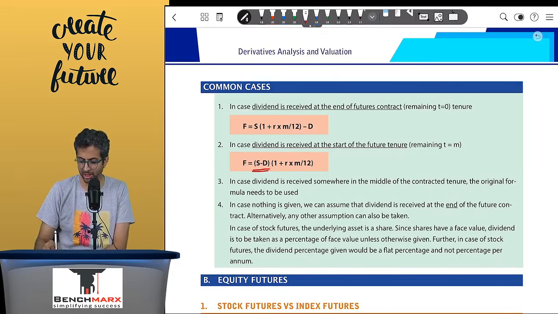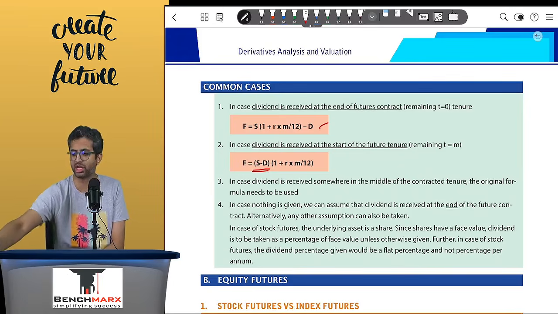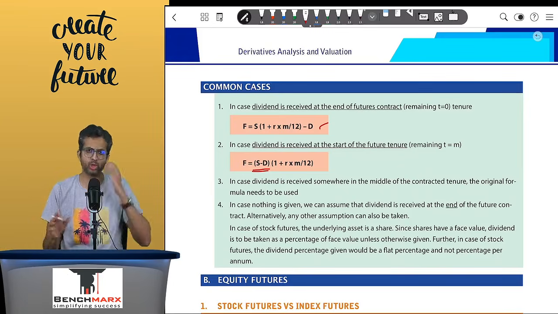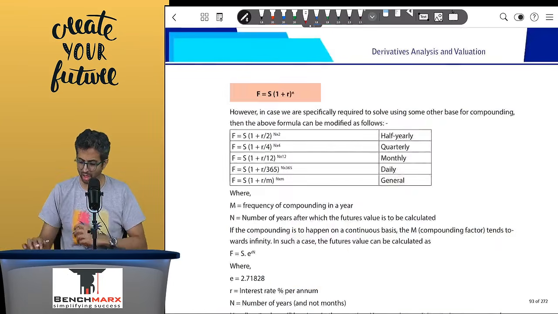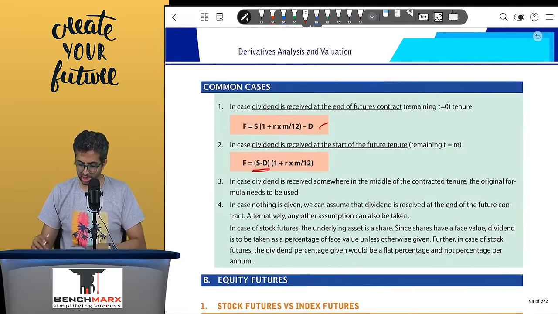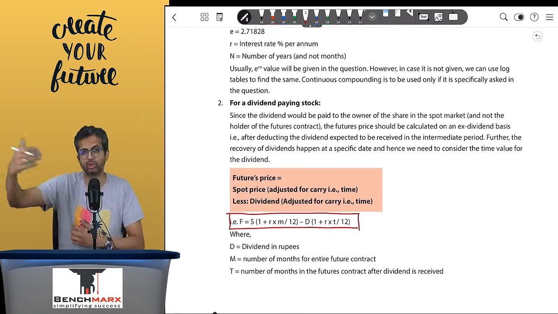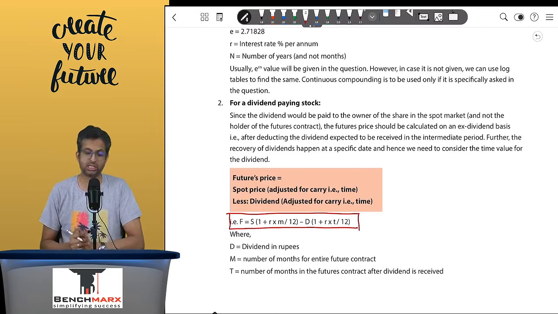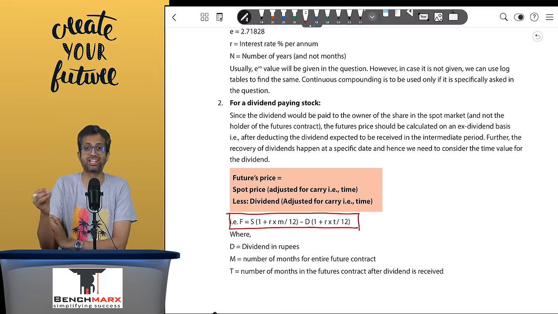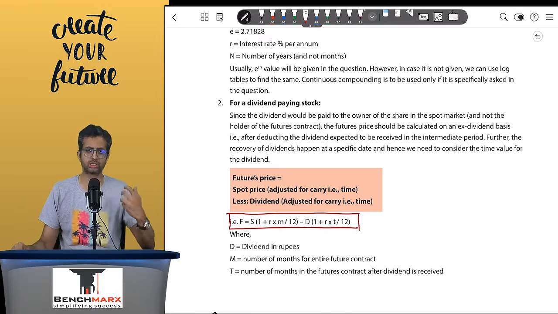That's it, directly. But if you by any means have a problem where you are unable to grasp how the dividend is to be treated, then you take this standard formula and apply it, and this will never go wrong. So this is your F is equal to S, time value adjusted, taken up to the futures date, minus D, again time value adjusted, taken up to the futures date. So this is the theoretical way in which you can find the futures price in the case of a stock with a dividend, or a stock futures case.